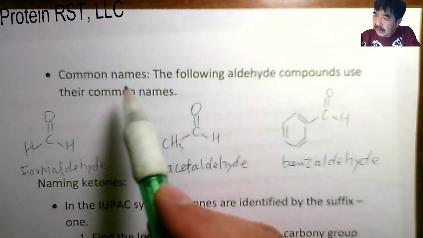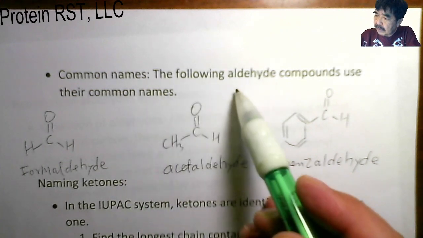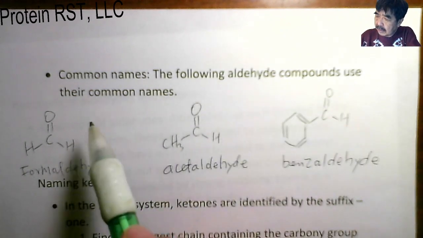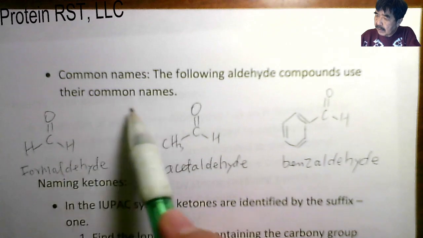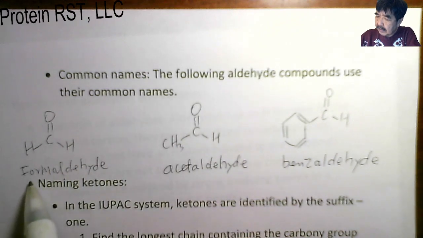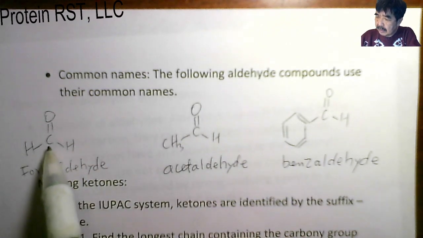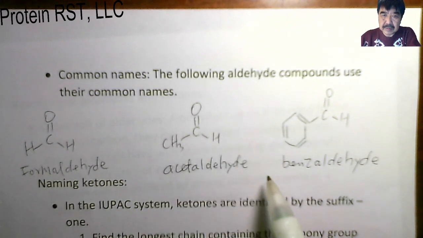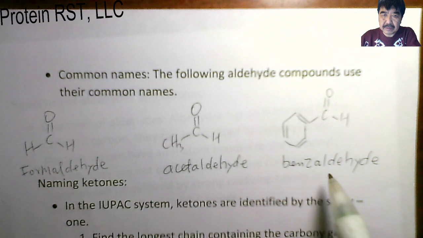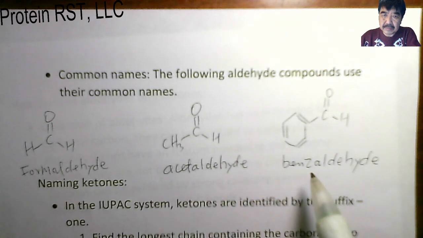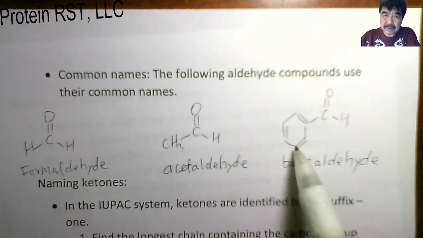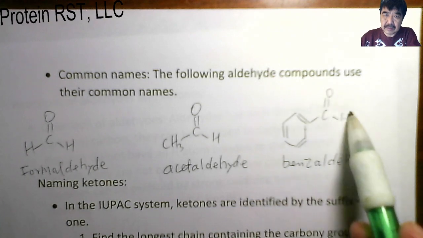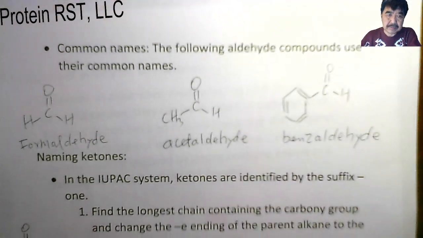Let's take a look at the common names of aldehydes. The following aldehyde compounds use their common names. This is formaldehyde, only 1 carbon. This is acetaldehyde, 2 carbons. And this has a benzene ring, benzaldehyde. It has an aldehyde group and the benzene ring.